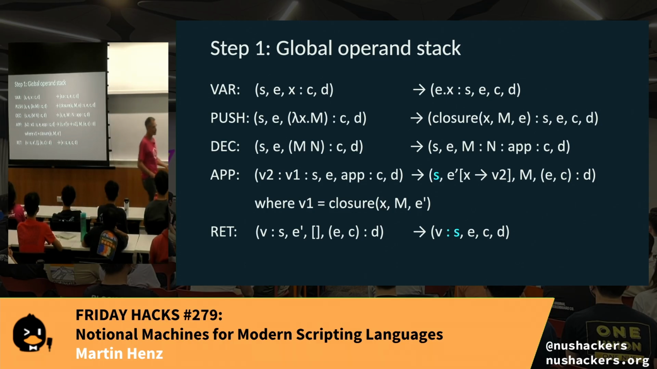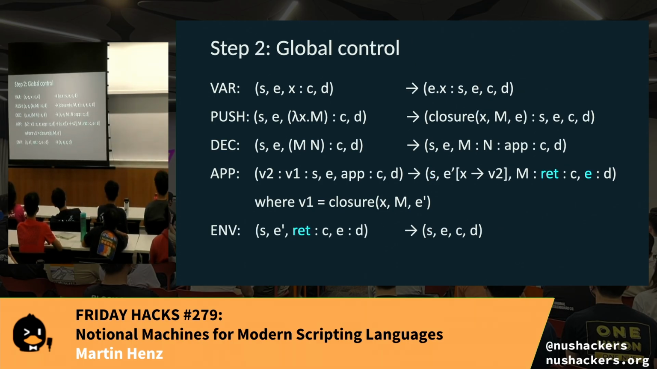The same we can do for control. So we can actually come up with a global control. That means when a function gets applied, we simply put the body of the function on top of the existing control with the addition of an instruction that returns from the function. What does that return do? The return instruction will simply re-establish the previous environment. So the only purpose of this dump is now to store the environment.